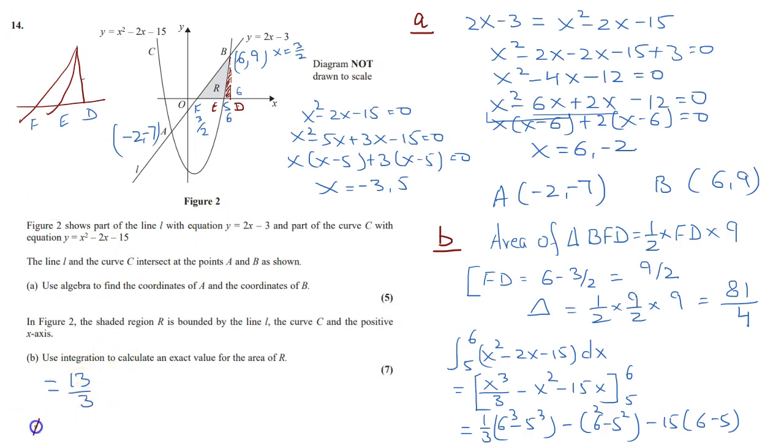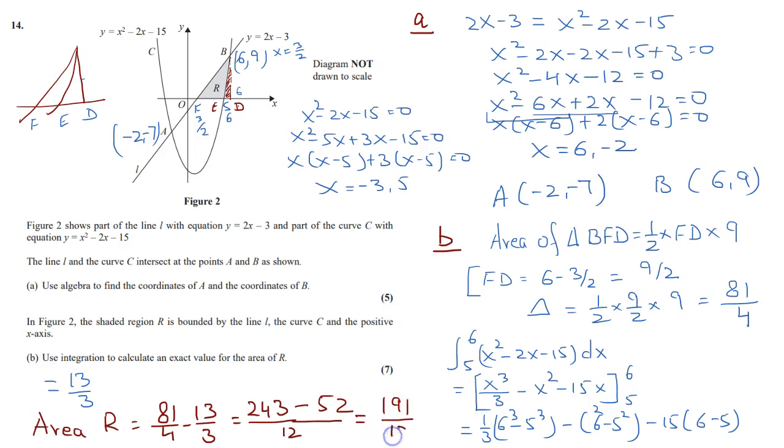You better confirm it. So area of shaded figure R is 81 over 4 minus 13 over 3. So that is 3 times 1 is 3, it is 243 over 12 minus 52. So that is 191 over 12. So this is the area of this portion.